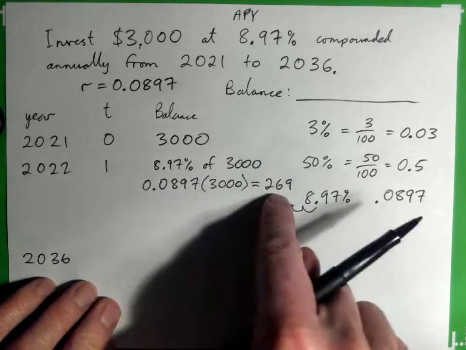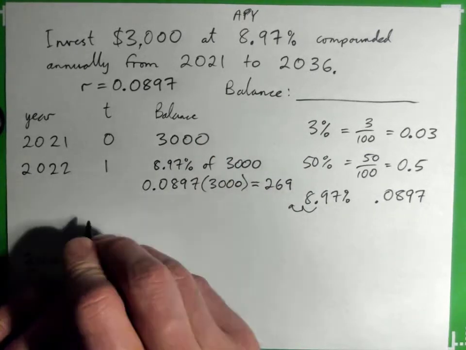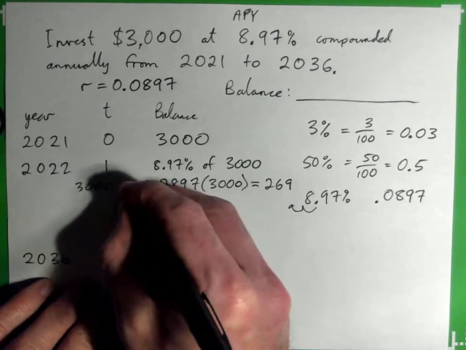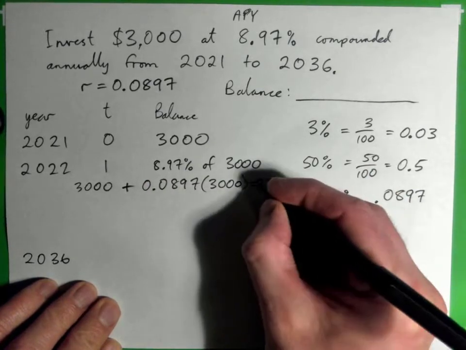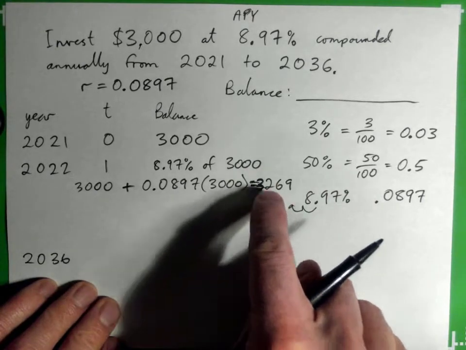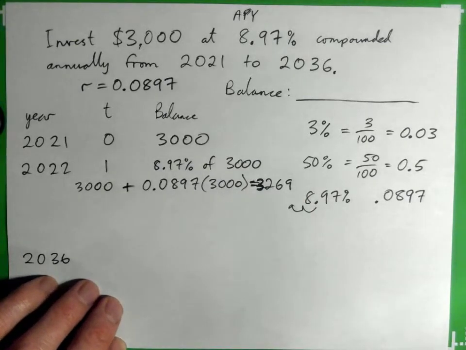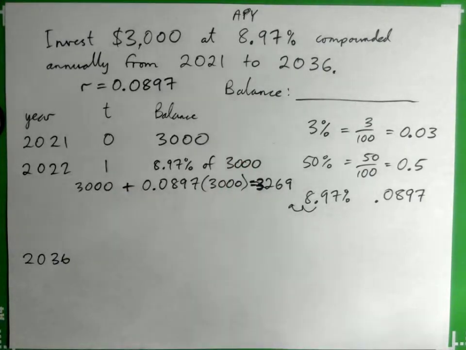But you can't just have $269. What happened to the 3,000, right? So we need our 3,000 plus this, right? So we need 3,269 at the end of the year, right? Now the question is, how can I get my 3,269 in one operation, with one go? Not multiply, not get the interest and then add it on. How do I get it all at once? Do one operation to get that answer.